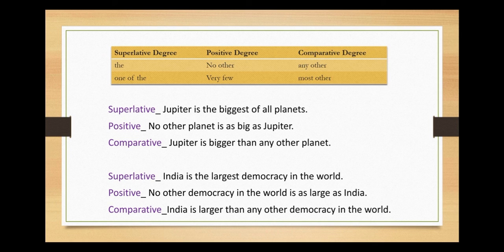Next few examples. Jupiter is the biggest of all planets. No other planet is as big as Jupiter. Jupiter is bigger than any other planet. Next example. India is the largest democracy in the world. No other democracy in the world is as large as India. India is larger than any other democracy in the world.